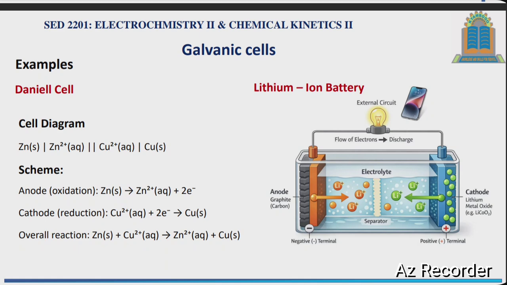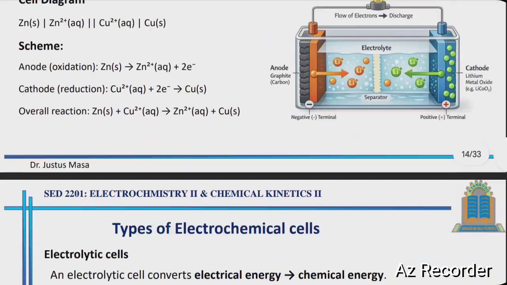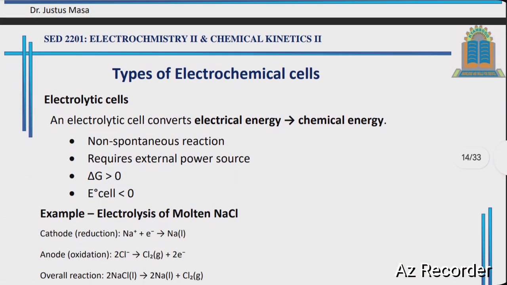So at the anode, zinc is being oxidized, and at the cathode, copper ions are being reduced, and the overall reaction is written right there. So that's what I was talking about. All these processes, all these reactions, all these equations are occurring simultaneously. Oxidation and reduction are occurring at the same time. And the lithium ion battery is a common example of the galvanic cell, and that is very good.